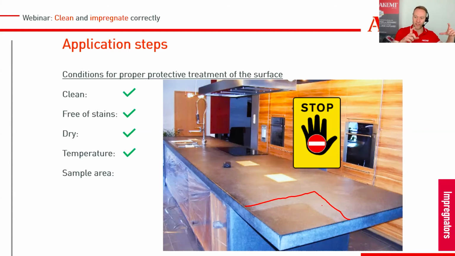So always use a separate piece of the same material and the same surface. Apply your impregnation, your color converter or color enhancer, and then show it to the client and say, this is what it could look like. Do you like it? Yes, good. Then let's go for the whole surface.